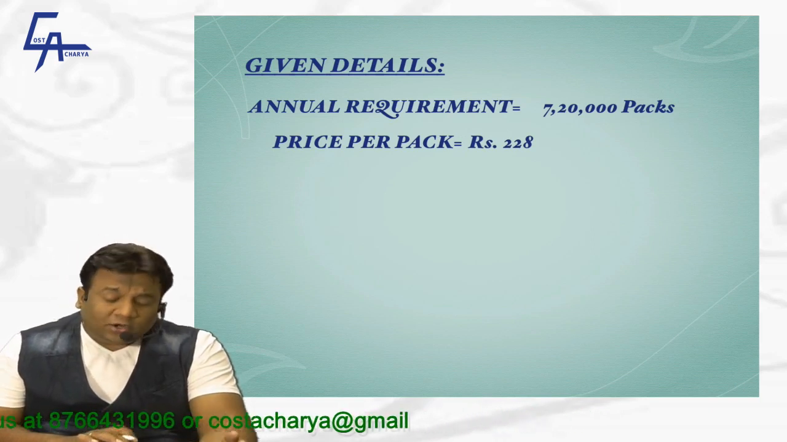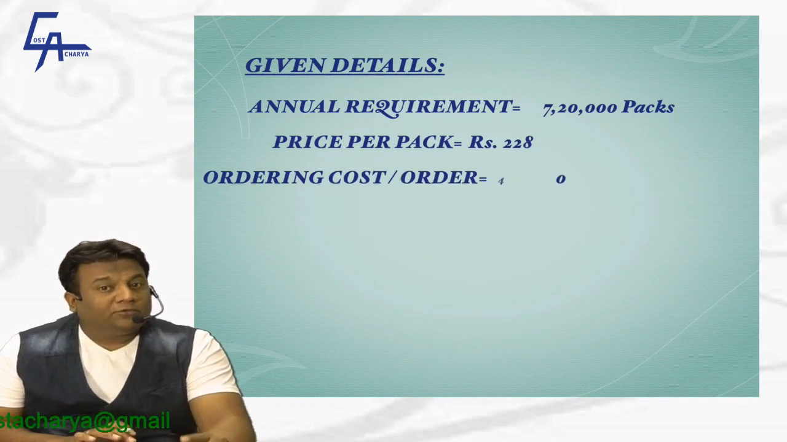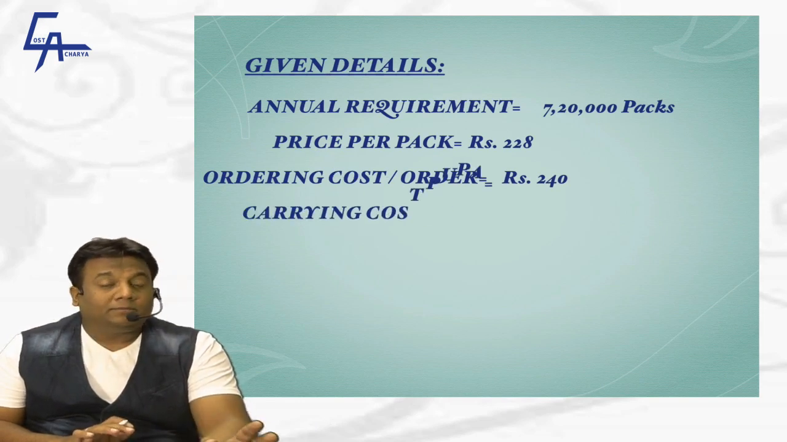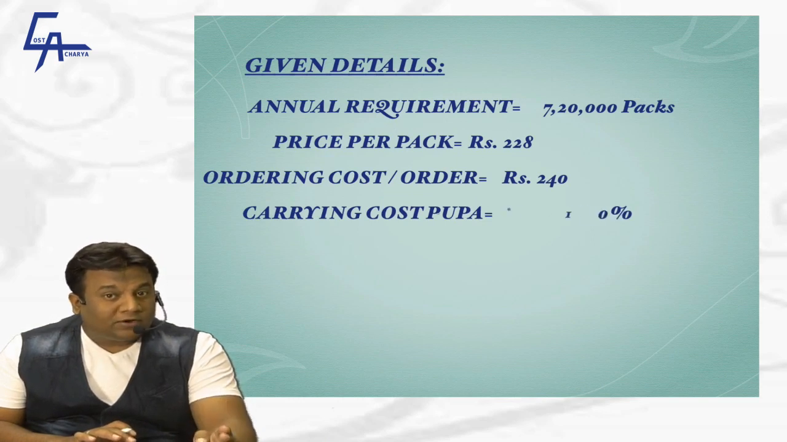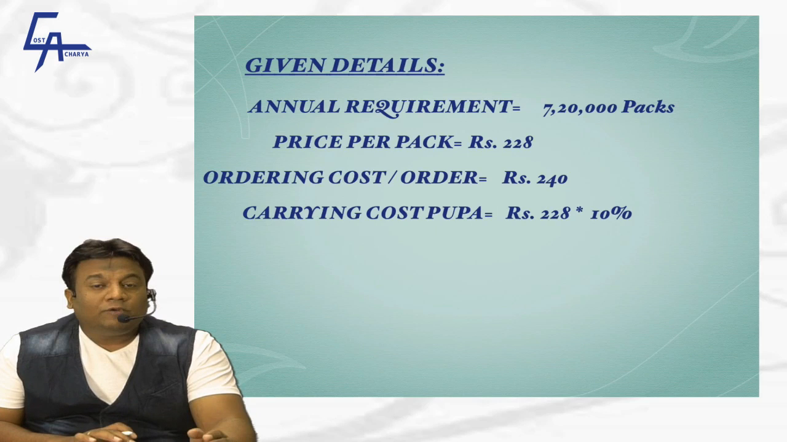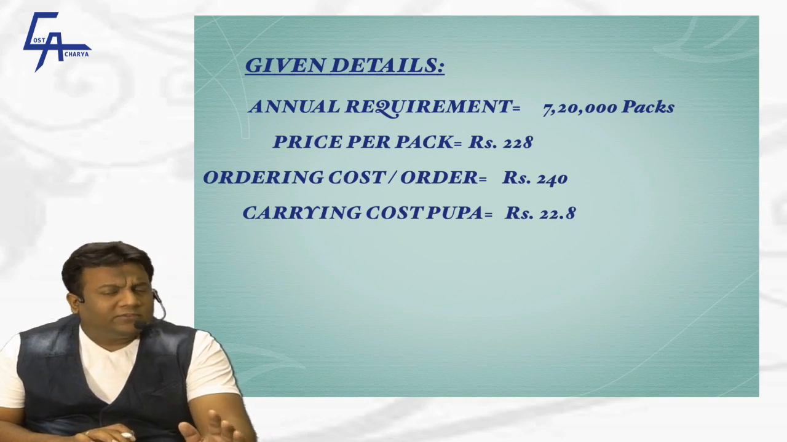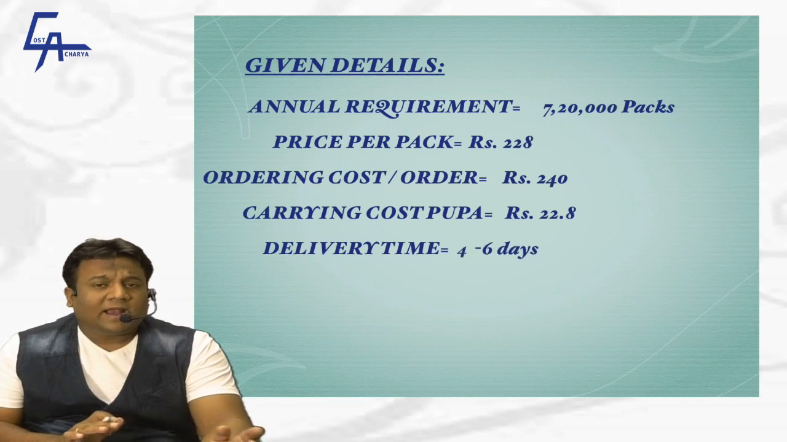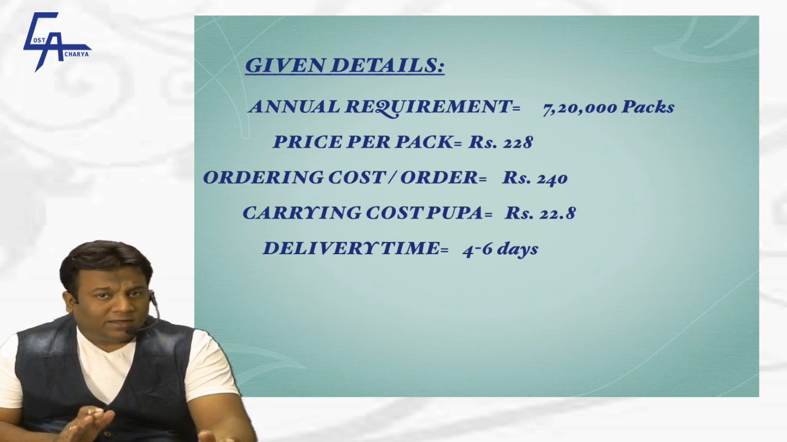After that, the ordering cost per order was also given. So the ordering cost per order was rupees 240. Besides that, the carrying cost per unit per annum was 10% of the purchase price. So we need to calculate 10% of 228. That will be 22.8 per unit per annum. And besides that, one more piece of information was given to us, about the lead time or the delivery time. That was 4 to 6 days. So we can take that as 4 days minimum, 6 days maximum, and on an average it is 5 days.